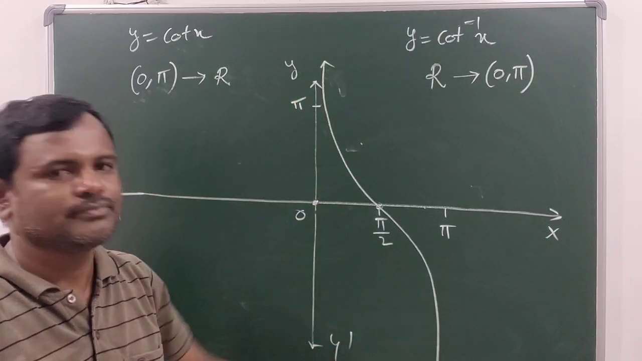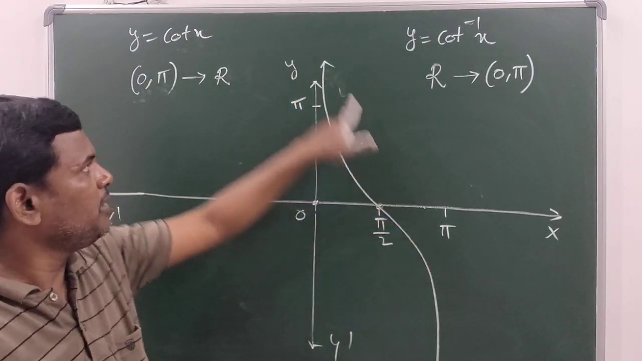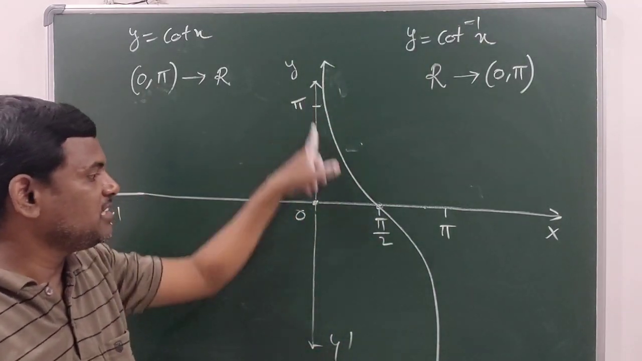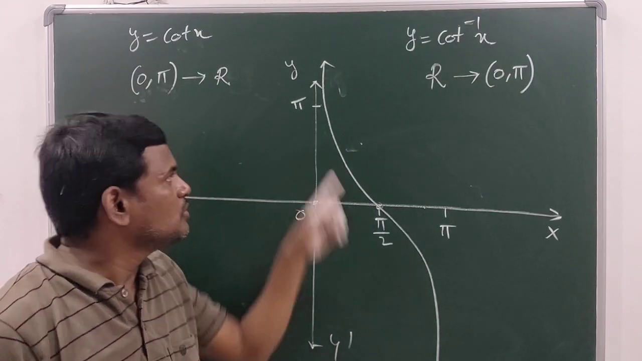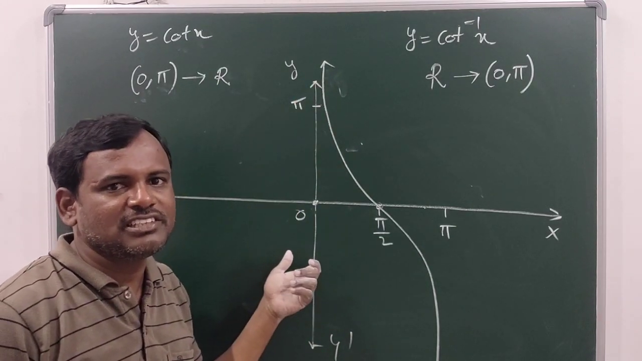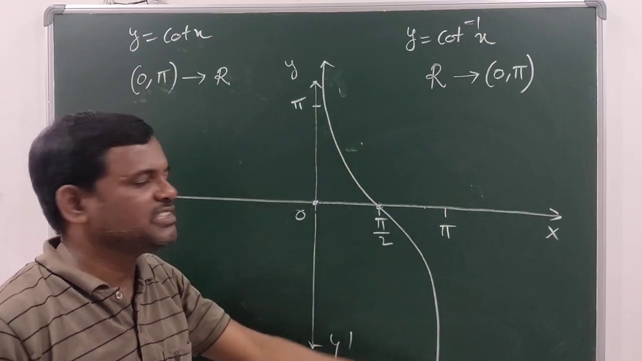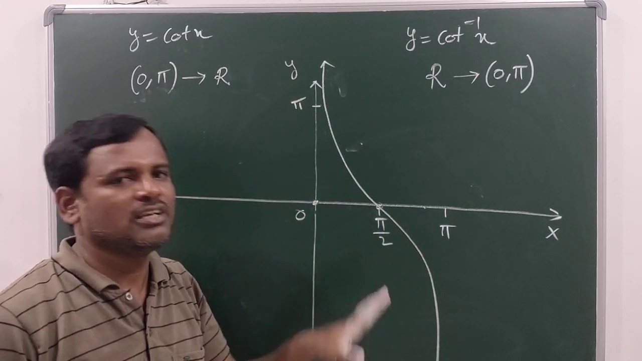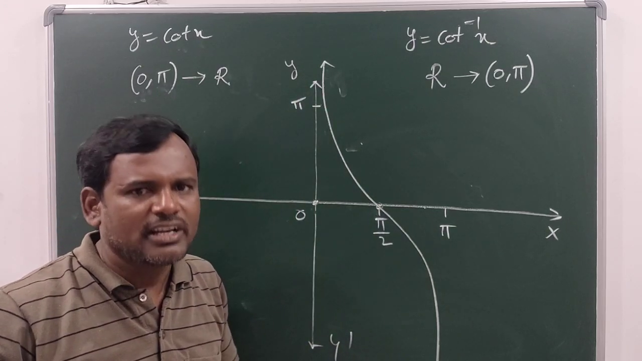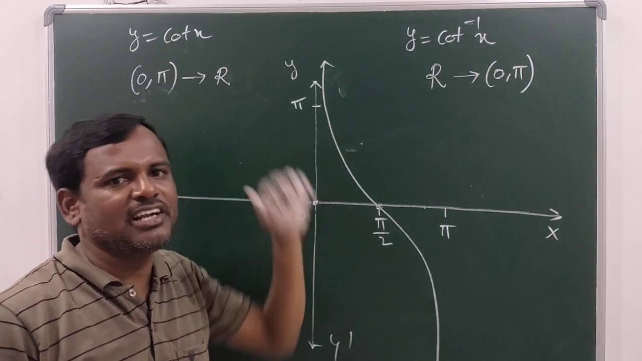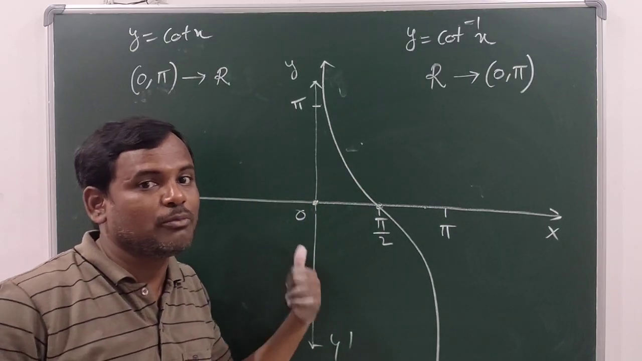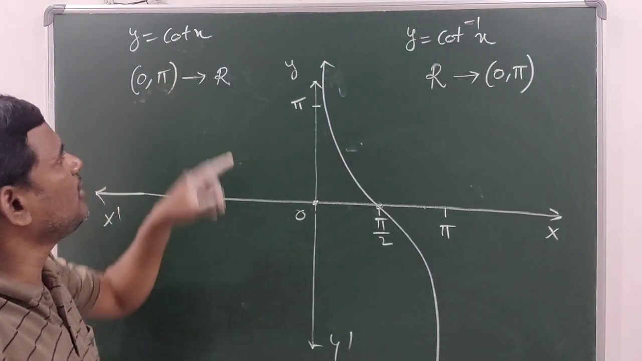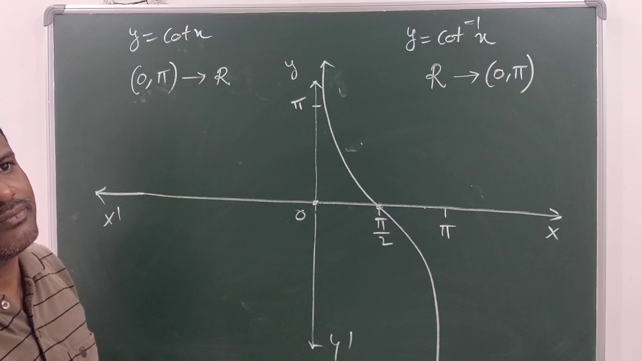It will go like this. Through 0 and through pi, if you draw vertical lines, those vertical lines never intersect this curve. Through 0 means the y-axis, equation x equal to 0. Through pi means x equal to pi. These x equal to 0 and x equal to pi are the asymptotes for this curve. Asymptotes are tangents which may intersect the curve at infinitely many distances, and we cannot recognize the point of contact. This is the graph of cot x in the interval 0 to pi.